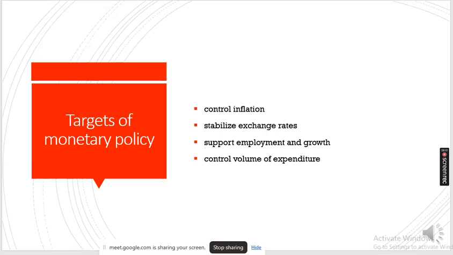Now, what are the main targets of monetary policy? There are four of them. The first one is to control inflation. Prices should not be increasing now and again. Number two, we should stabilize exchange rates. Like now, the kwacha has stabilized. It's not changing much. The kwacha and the dollar have been at 1.7 maybe for a long time.